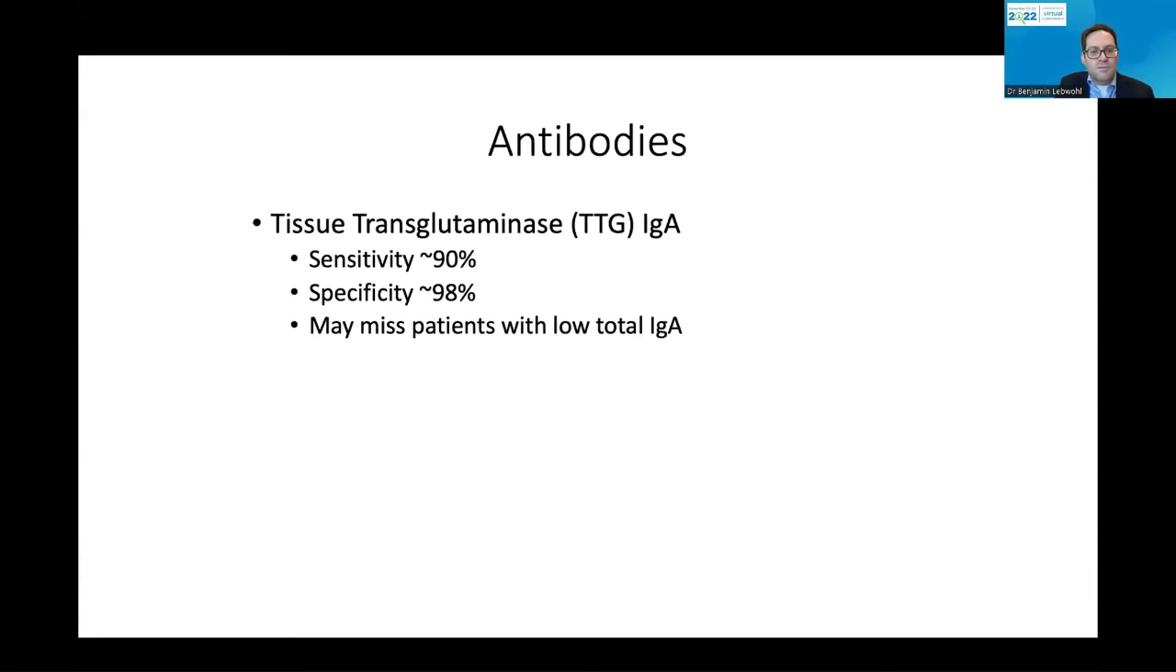So let's go back to that, right? The tissue transglutaminase IgA. Sensitivity is 90%. It will catch 9 out of 10 people with celiac disease. Specificity is 98%. It will be appropriately negative or normal in 98% of people who don't have celiac disease.